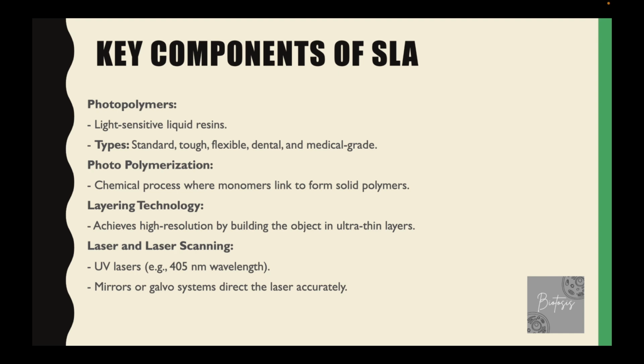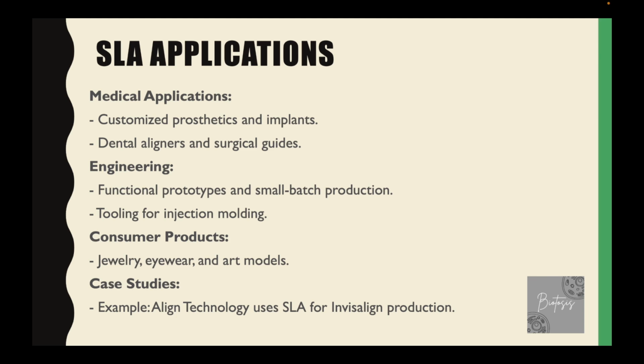For example, a 405 nanometer wavelength laser is projected, and when it falls on the resin, it solidifies and makes it material. There are also multiple lasers there. If two lasers are cross linking, they make shapes in the resin, making it very precise, which we cannot do with hands or any other printing type. Mirrors or galvo systems direct the laser accurately, as we discussed.